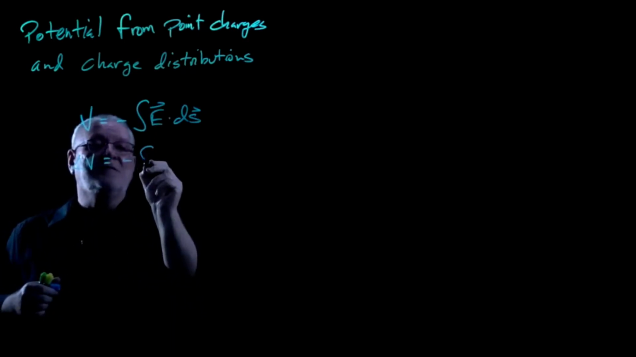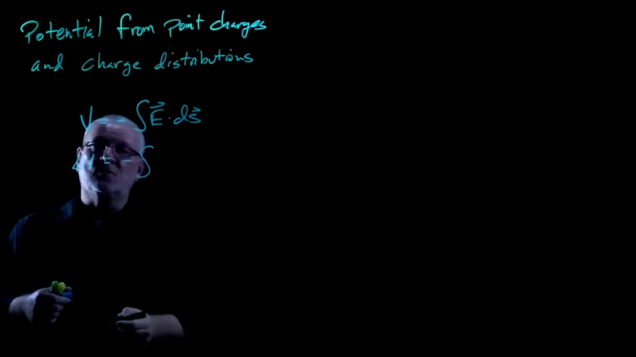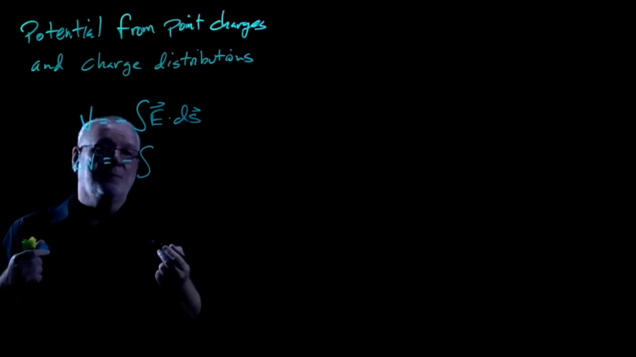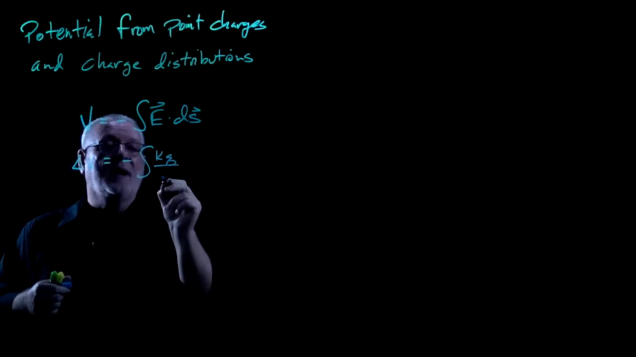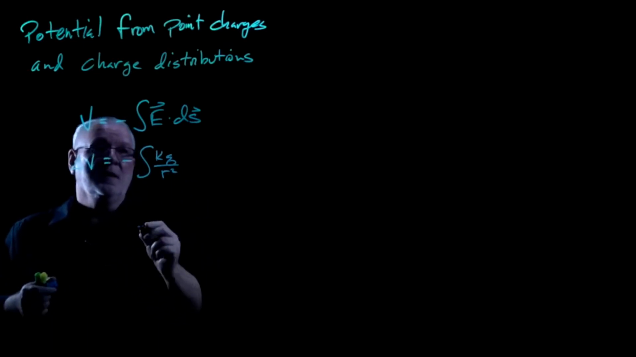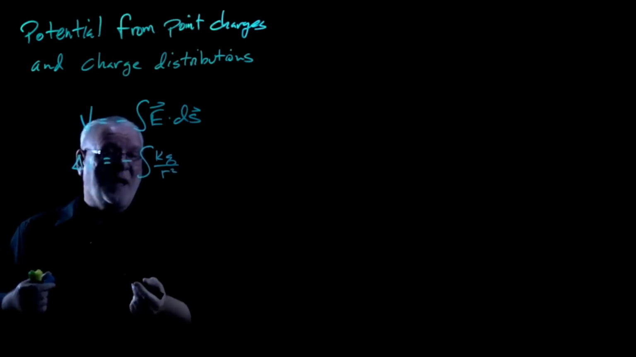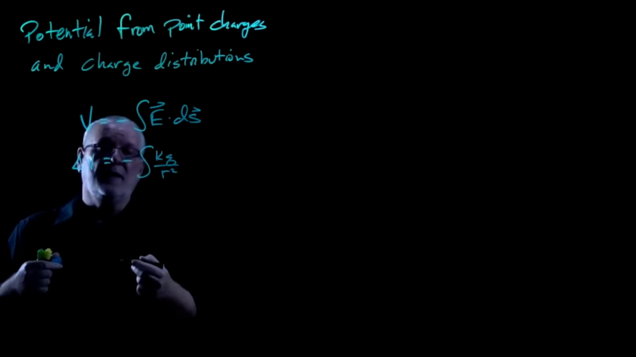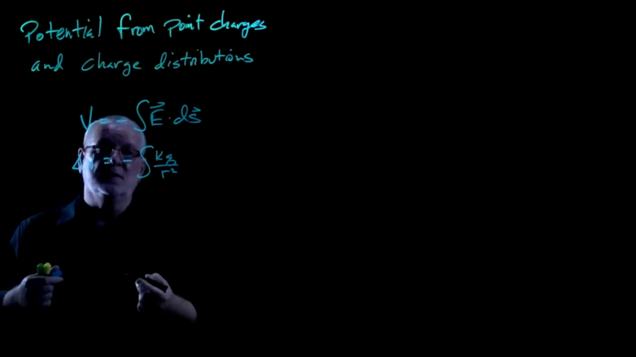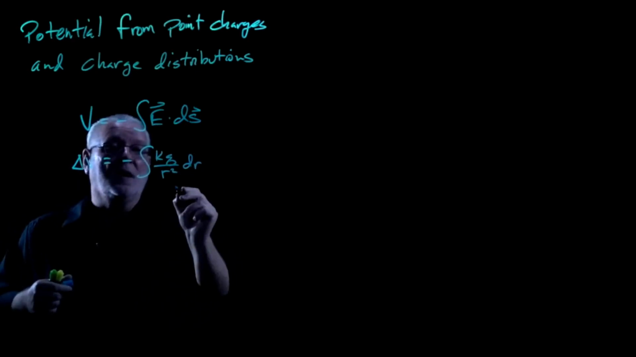That will be negative the integral. Let's substitute in the electric field for a point charge. That's going to be KQ divided by R squared. And of course, in this case, ds, the path, is actually going to be radial. We're going to move in or out, and therefore our path is going to be radial as well. So it will be dr.